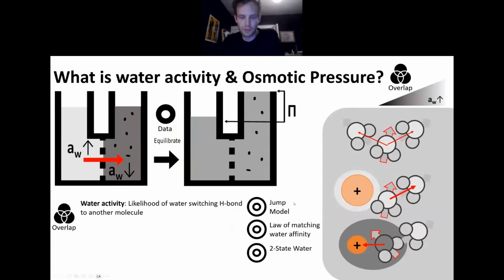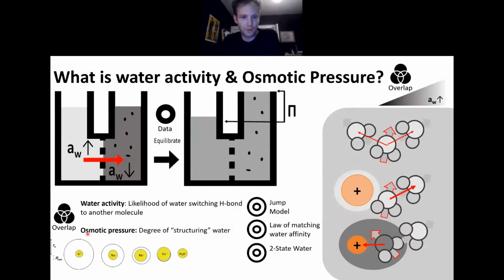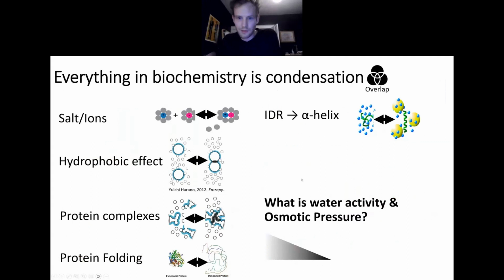And I think this is supported by a jump model, the law of matching water affinity, and the two-state water model, and that osmotic pressure I would describe as some degree of structuring of water, which was explicitly said was not happening. So these are the terms I'm going to be playing with moving forward, that I've defined what water activity is and osmotic pressure is, and it is fine to disagree with that. And even proteins will play with this too, this degree of structuring of water, like the antifreeze protein. So, yes, agreed.